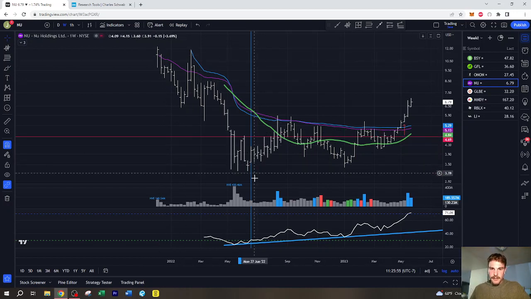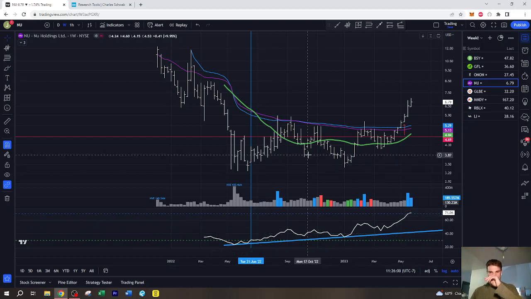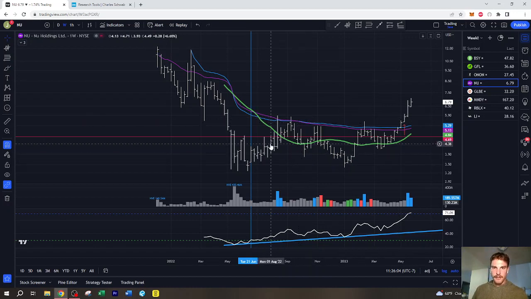So I felt that we were getting this huge relative strength divergence. We were in the sideways chop, and the relative strength was moving higher, and it was also a clear inverse head and shoulders that looked like this thing wanted to go. So that's why I bought in.